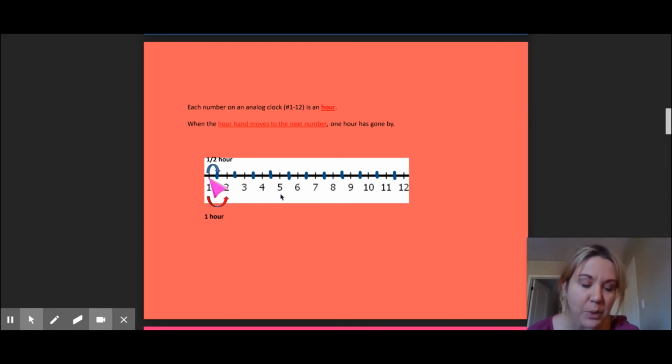Now today we're talking about if it's between two numbers. So if the hour hand's pointing between the 1 and the 2, okay, then that's not a full hour, that's called a half hour because it's right in between, it's halfway in between the 1 and the 2, okay?